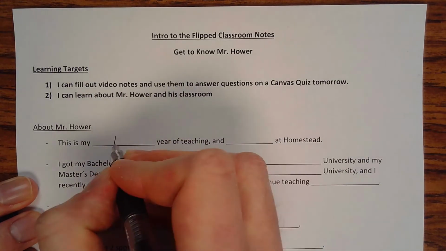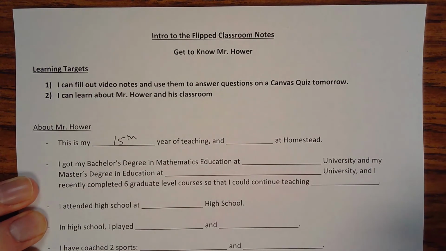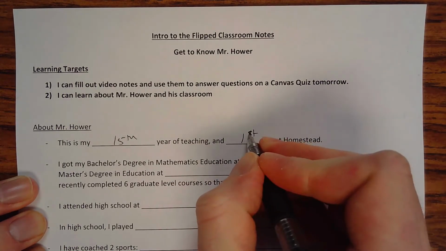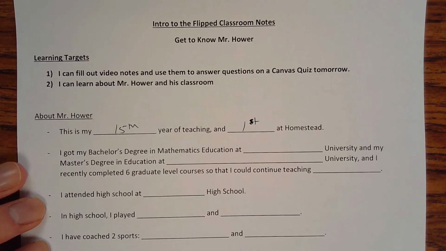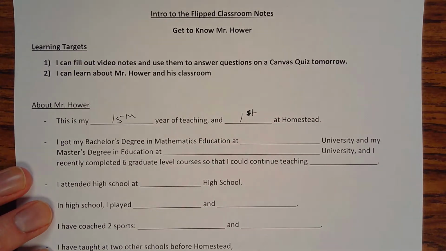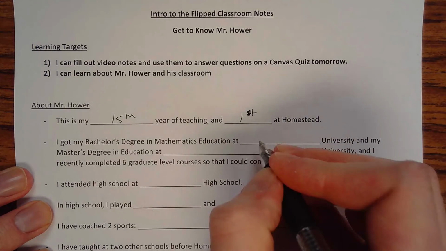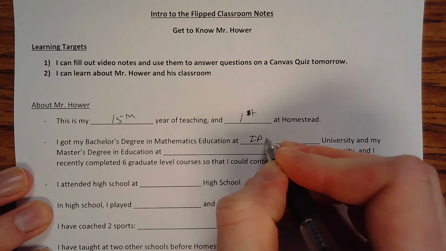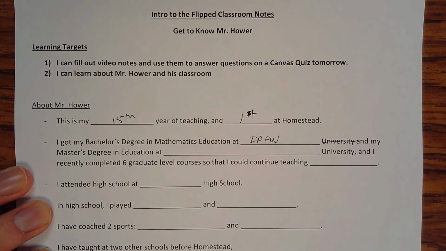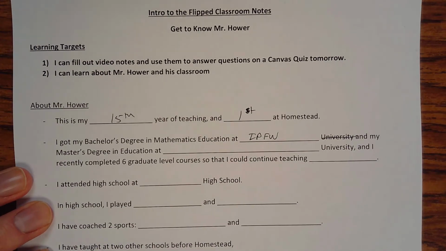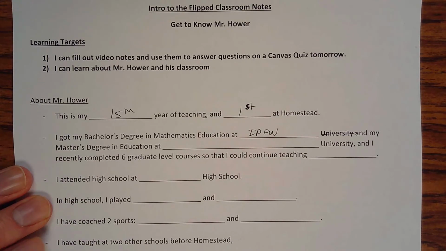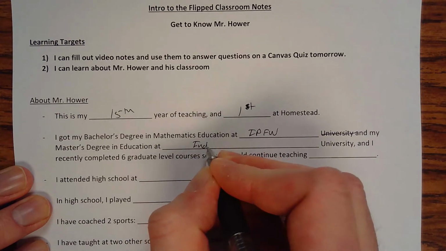This is my 15th year of teaching, but it is my first year at Homestead. I got my bachelor's degree in mathematics, so I majored in math and I minored in education at, I'll just say IPFW, not really a university, but now it's PFW, but it used to be IPFW when I graduated. I do have a Purdue University degree. I got my master's in education at Indiana Wesleyan.